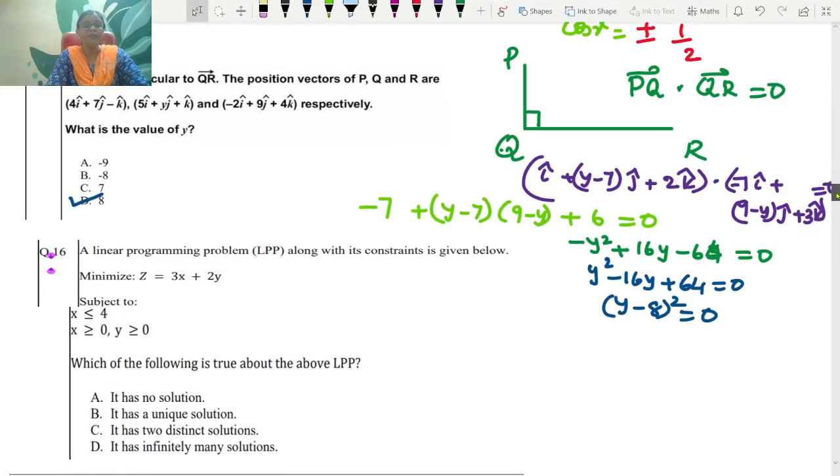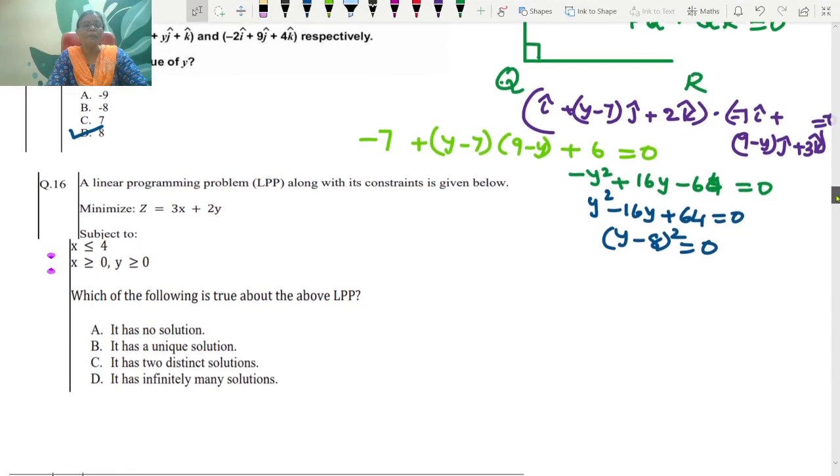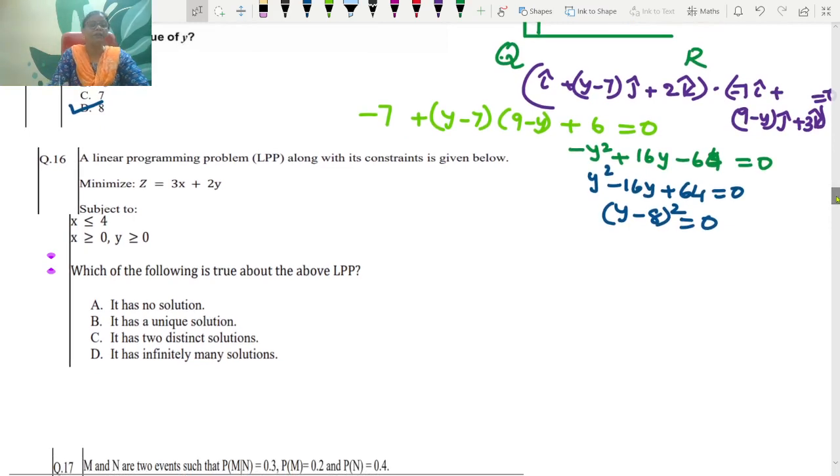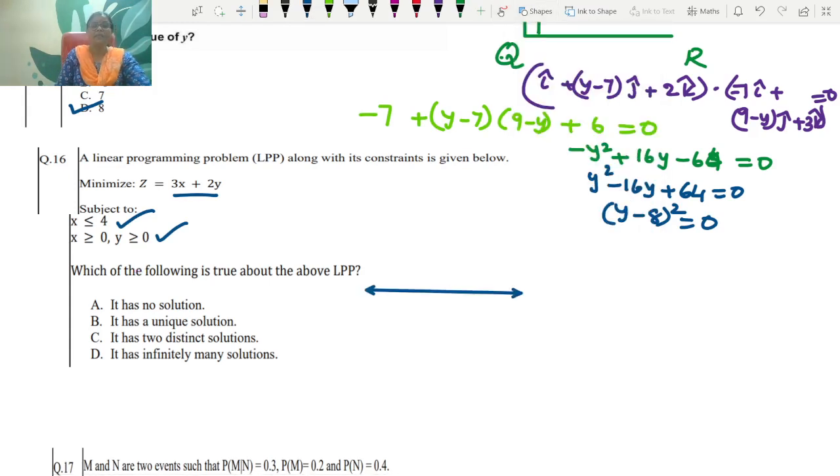Fine. Now the next question is a question based on linear programming. A linear programming problem, LPP, along with its constraints is given: minimize z equal to 3x plus 2y, subject to the conditions x is less than or equal to 4, x is greater than or equal to 0, y is greater than or equal to 0. Now again we'll have to draw the Cartesian plane. Since x is greater than or equal to 0 and y is greater than or equal to 0, we don't require the negative part of y nor the negative part of x. So we require only the first quadrant. This is the first quadrant that we have.